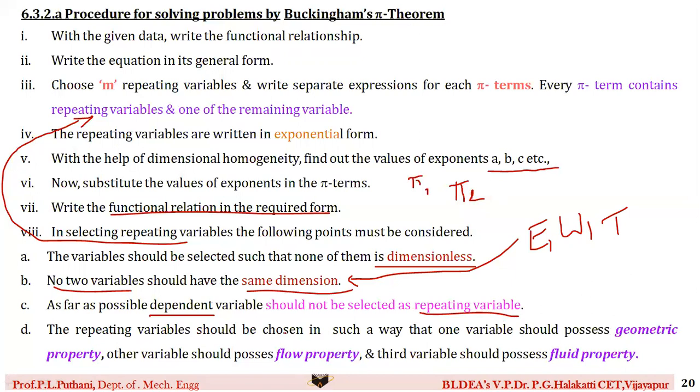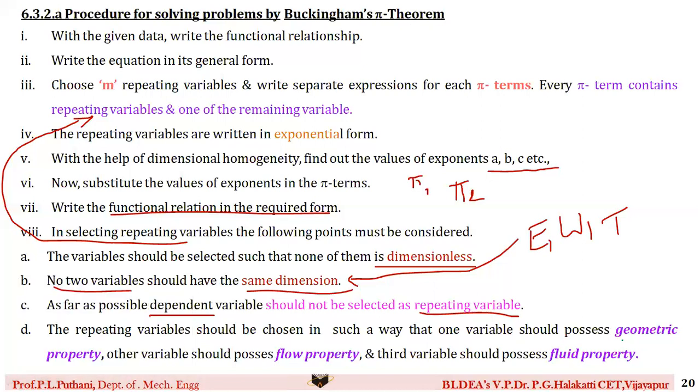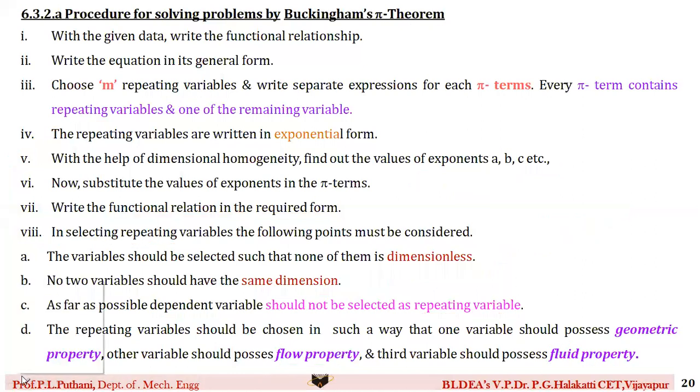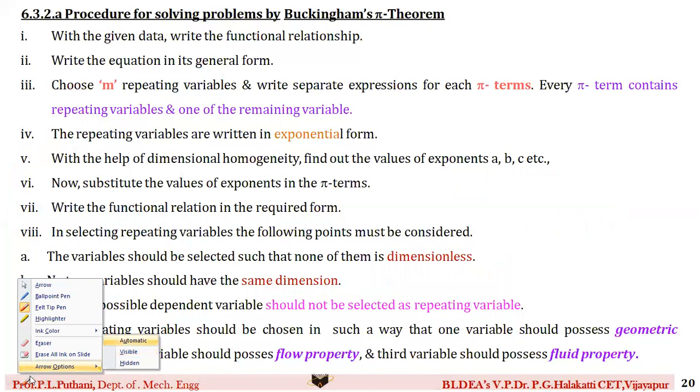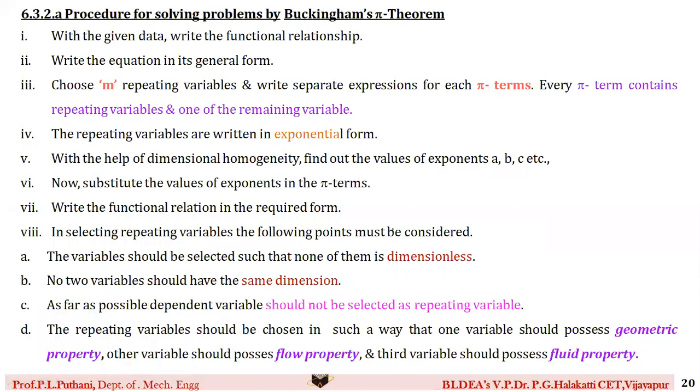Now, the next important thing is that when you choose the repeating variables, they should follow three categories. The first category which you are observing right now is geometric property. Of the repeating variables we choose, one should be under geometric property, one should be under flow property, and one should be under fluid property. What do you mean by geometric property? We have discussed it in the previous videos also, and I gave a table regarding dimension analysis where I categorized the dimensions based upon geometry, flow as well as fluid.